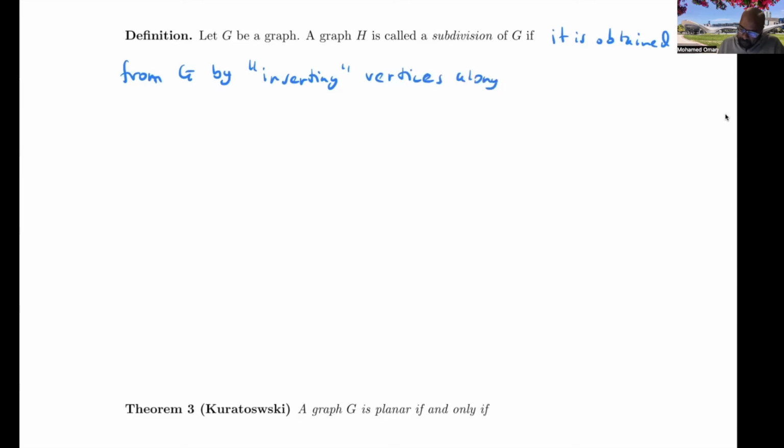How can you certify other graphs are not planar? Well, we can do the following. Let G be a graph. A graph H is called a subdivision of G if it is obtained from G by, this is very informal, and this whole page is going to be informal, but it's going to give you a sense of how to characterize graphs that are planar, inserting vertices along edges of G. Okay, what does that mean?